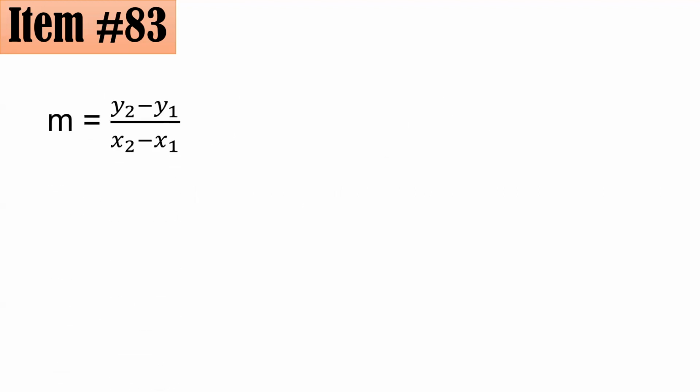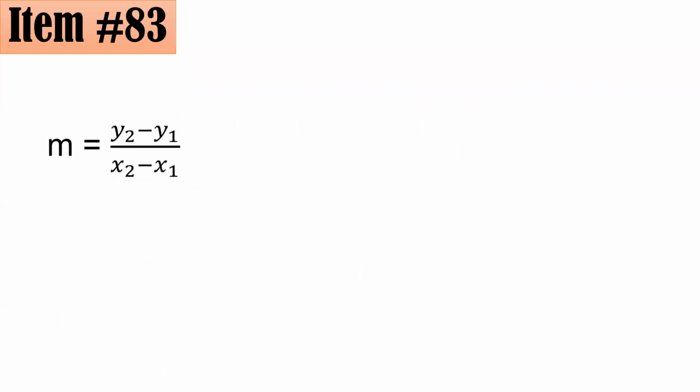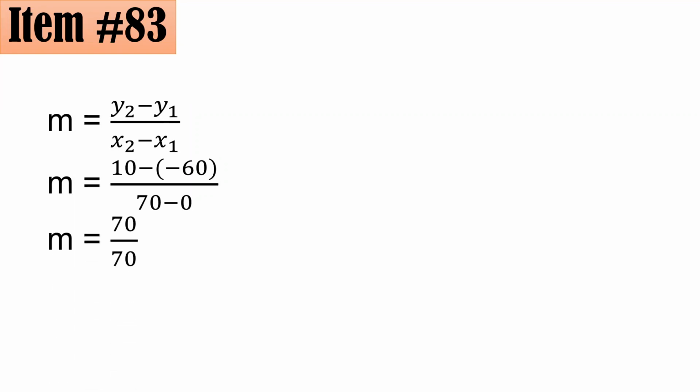So what I did here is that I first determined the slope of the line passing through 0, -60, and 70, 10. So using the slope formula, m equals y sub 2 minus y sub 1 all over x sub 2 minus x sub 1, we could see that you have m equals 10 minus -60 all over 70 minus 0. So this becomes 70 over 70, or your slope is equal to 1.